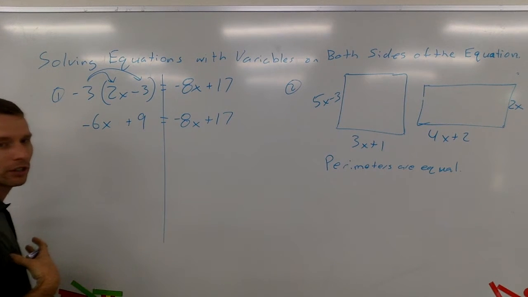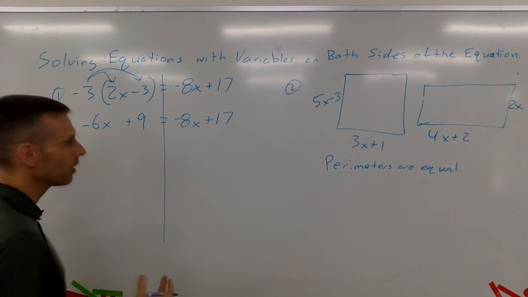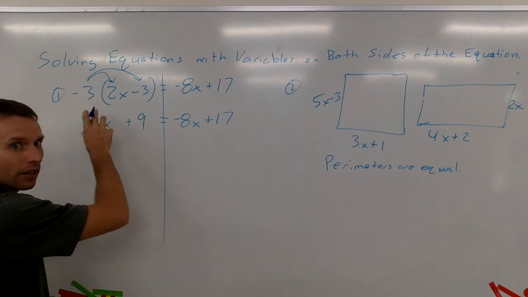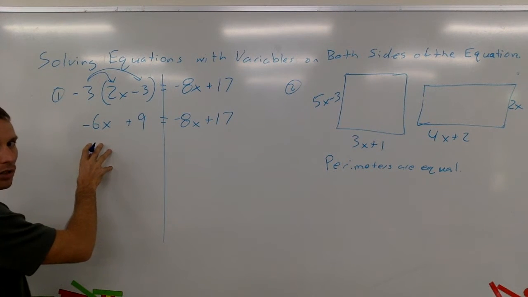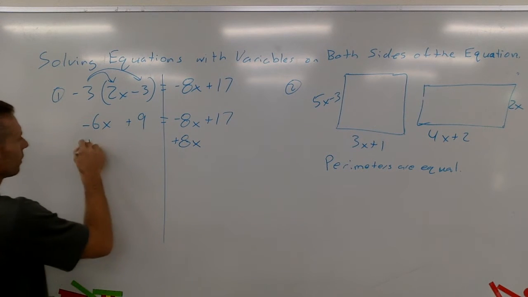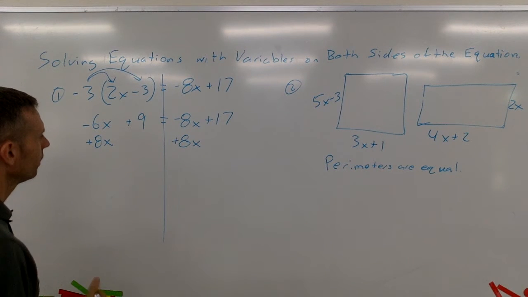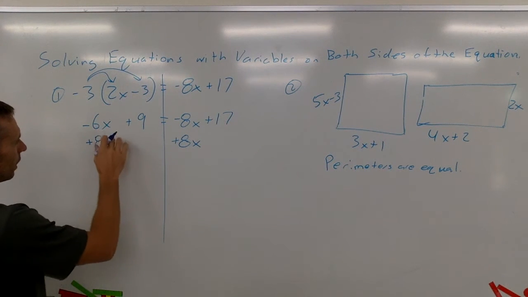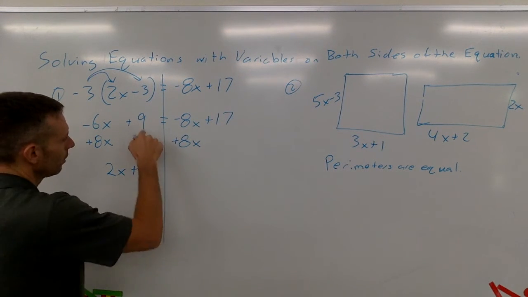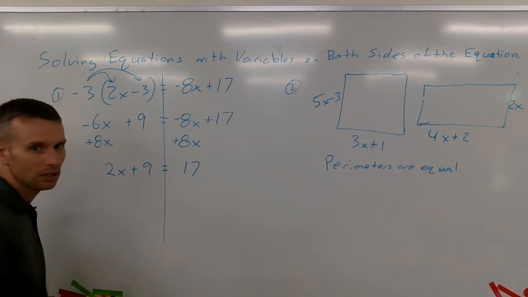I prefer to have x positive, so the other thing I can do is if I add 8x to this side, that will cancel out. And if I add 8x to this side, I'll get a positive 2x. So that's what I'm going to choose to do. Again, either one would work, but since I like a positive value for x better, I think that's the choice I'm going to take. So now I have negative 6x plus 8x is 2x, and I'm going to bring down that 9, and this ends up canceling, and I'm left with equals 17.